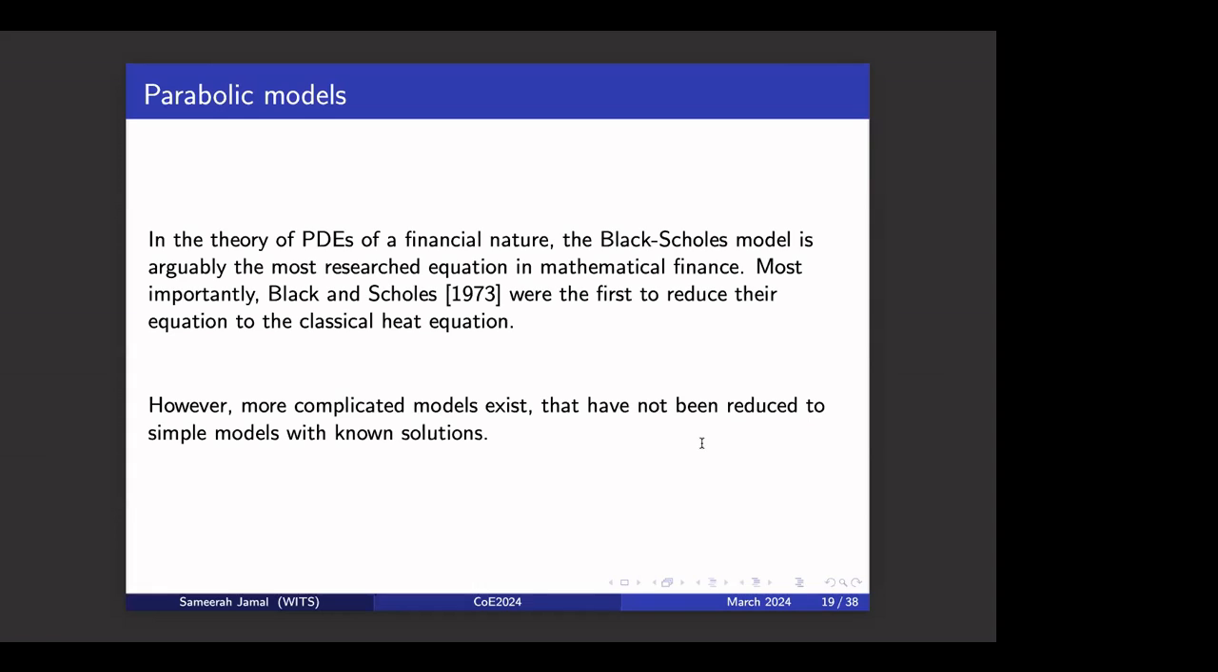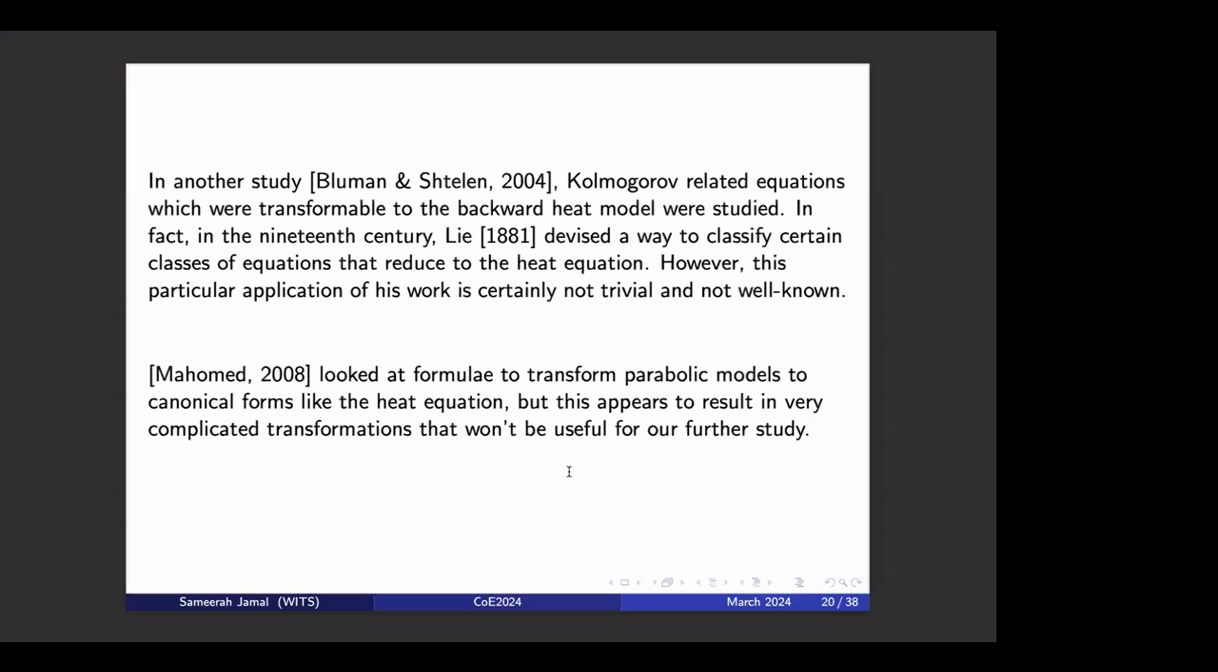So actually, Black and Scholes were the first to reduce their equation to the classical heat equation, and this assisted with the analysis in major ways. There are many more complicated models that exist, and these have not been reduced to simple models with known solutions. In another important study, we had the paper by Blumen and Stellan in 2004, which looked at a certain class of equations that were transformable to the backward heat model. And so it was of a similar idea.